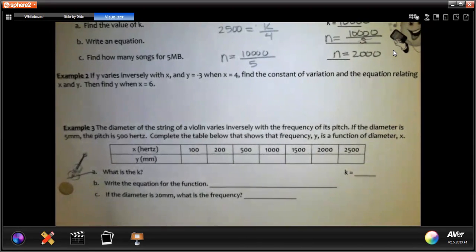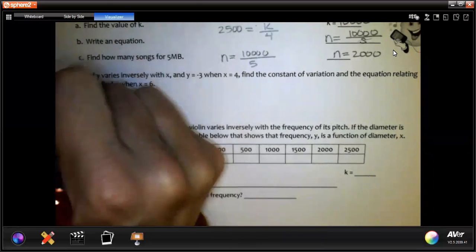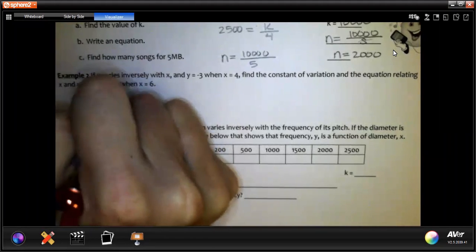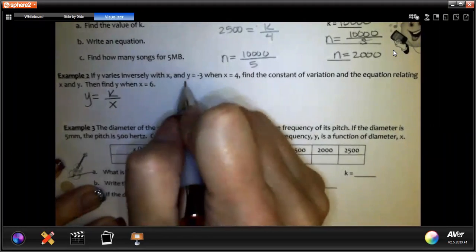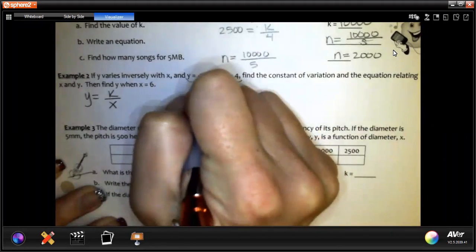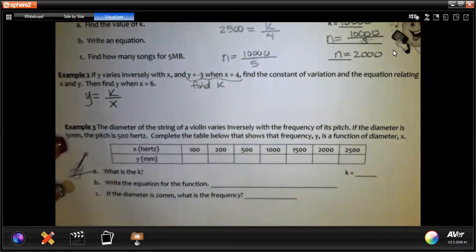It says if y varies inversely with x and y is -3 when x is 4, find the constant of variation and the equation relating x and y. Then find y when x is 6. So in this case, this is just math terms. It's not really a problem situation, but you would do it in the same way. Inversely, right there, tells me that I am using the form y equals k divided by x. Then they are giving me this information right here so that I can find K. That's the purpose of them giving you that information, is so that you can find that constant of variation.